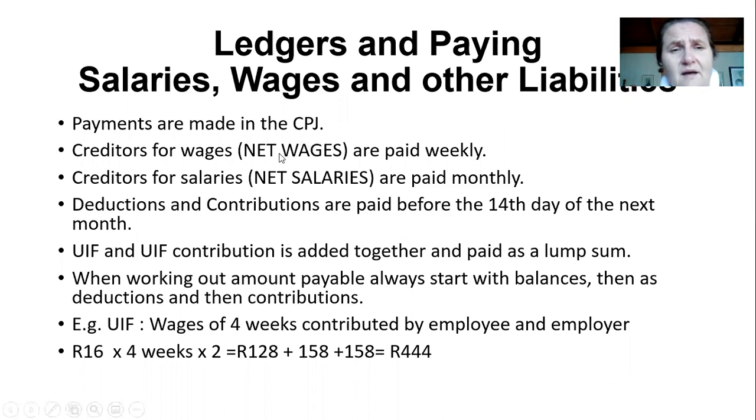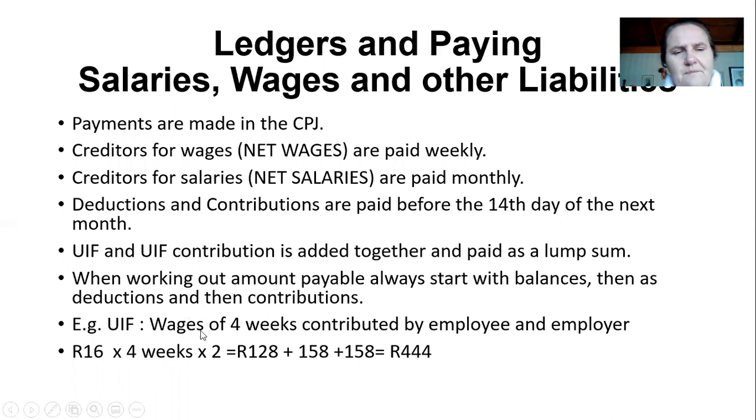When we pay wages and or salaries, we actually don't do it the way that we've done it up until now. You actually pay the creditors for salaries, which is the difference between your gross salary or wage and your deduction. So the difference is what's being paid out. So you get the money after deductions were done, whether it is a salary or a wage. Deductions and or contributions to other organizations must be paid by the 14th of the next month. So particularly your UIF and your SDL, etc., etc.